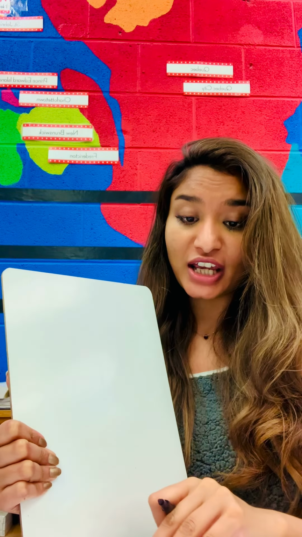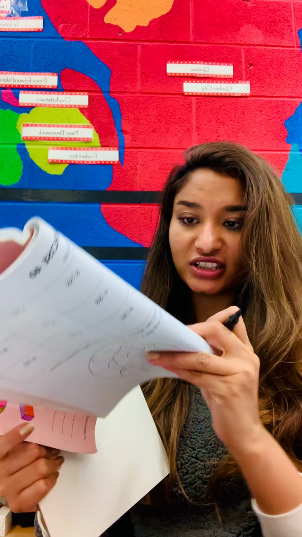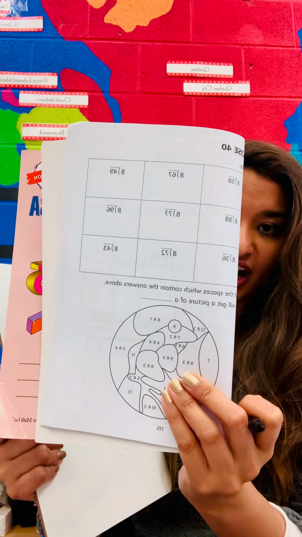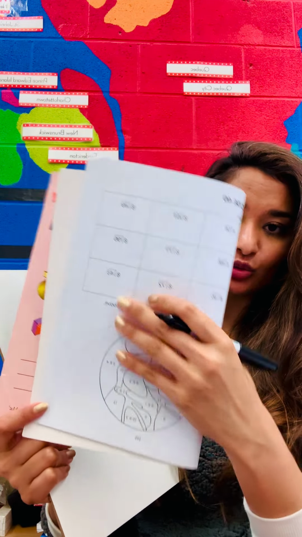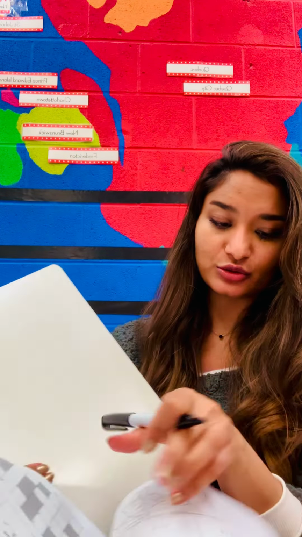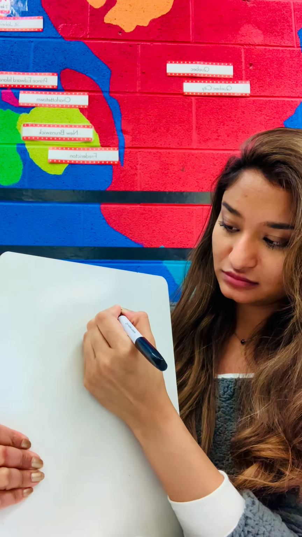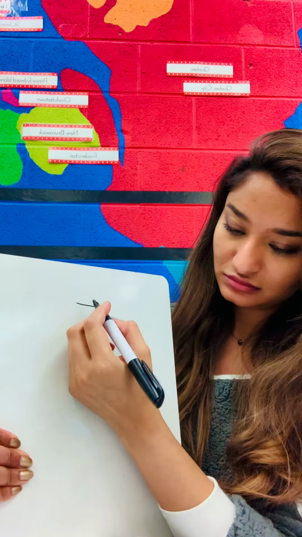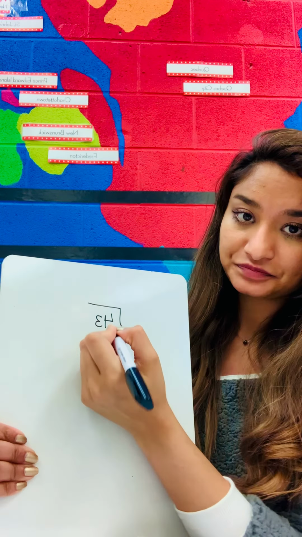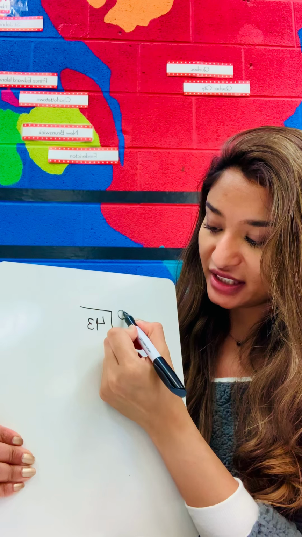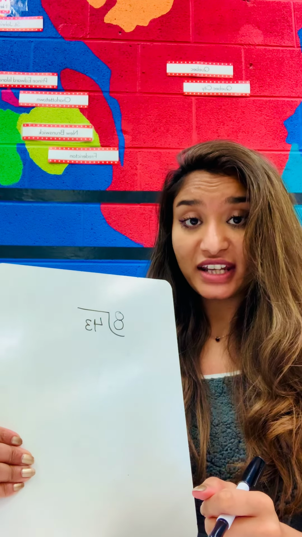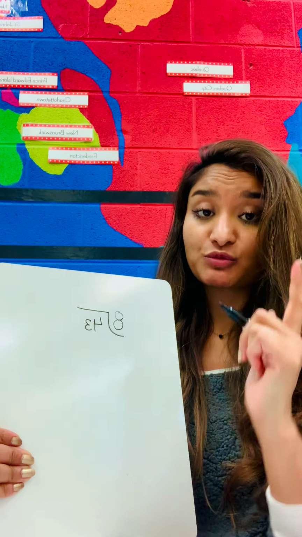Okay, let's go ahead and do one question out of page 115. So now I'm looking at your workbook, exercise 40, page 115. I'm going to do the last question right over here. So we are looking at 43 divided by 8. I say my 8 times table. So 8 times 1 gives me 8.